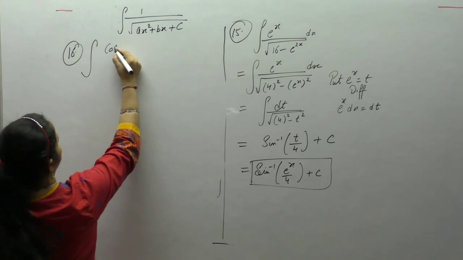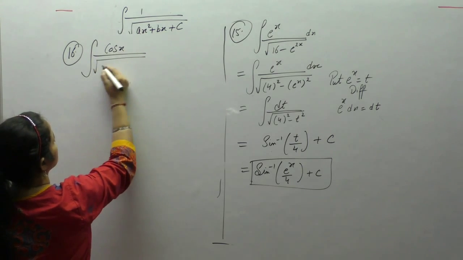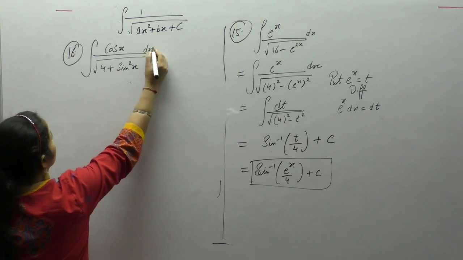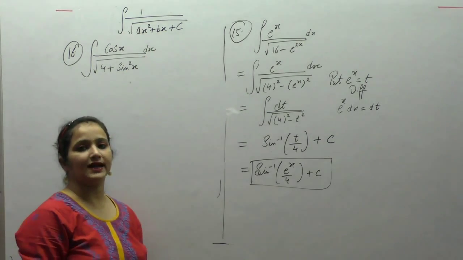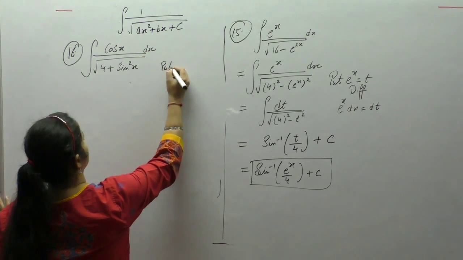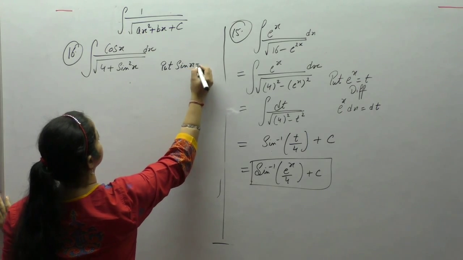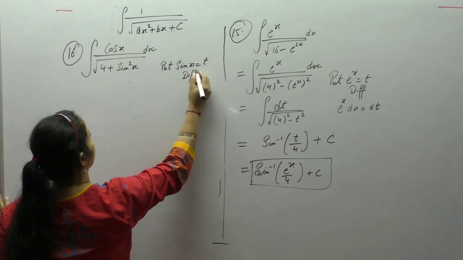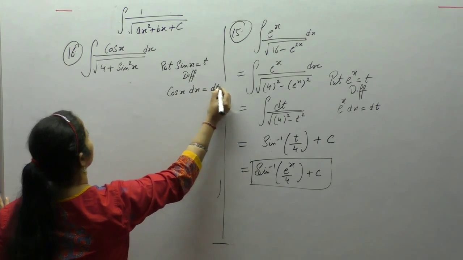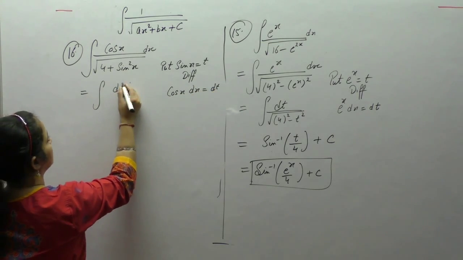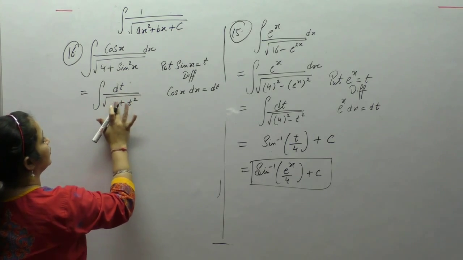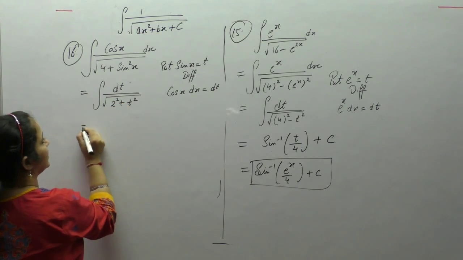Next is integral of cos x upon square root of 4 plus sin square x dx. Now the derivative of sin x is cos x, so we put sin x as t here. Derivative of sin x is cos x, so cos x dx is dt upon square root of 4 plus t square. We can write 4 as 2 square.